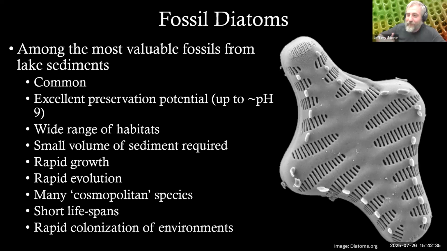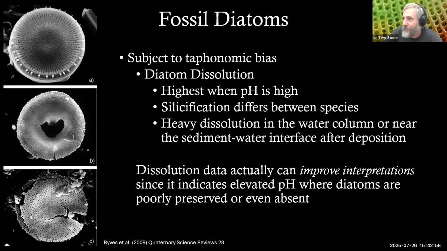They grow very rapidly. We know that they evolve rapidly, and we have many species that are thought to be cosmopolitan species that we find basically across the planet. They have very short lifespans, and they can colonize environments very quickly. And what I'm trying to showcase for you is that basically they are an ideal biological indicator that we could use from lake sediments to reconstruct basically any kind of environment.